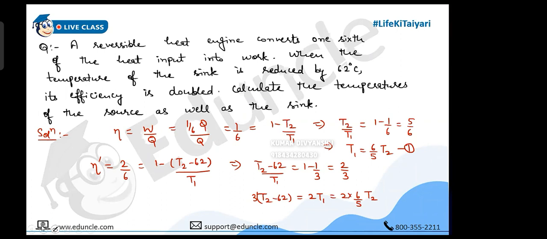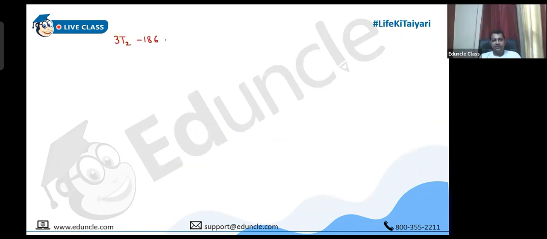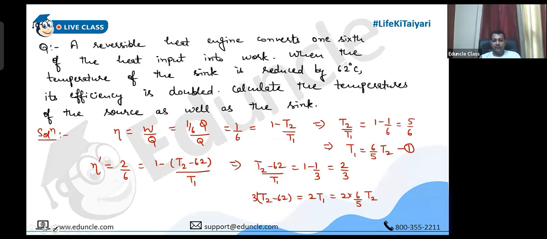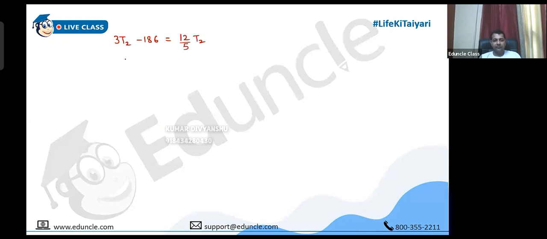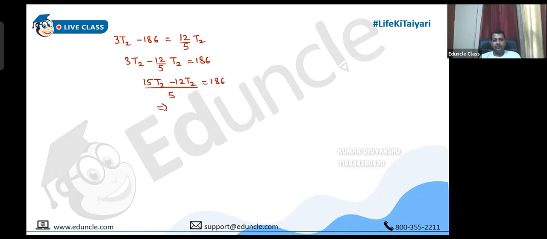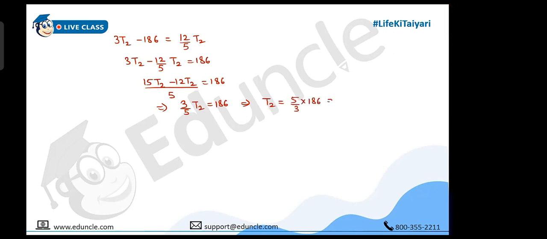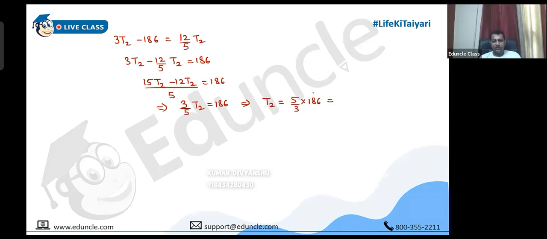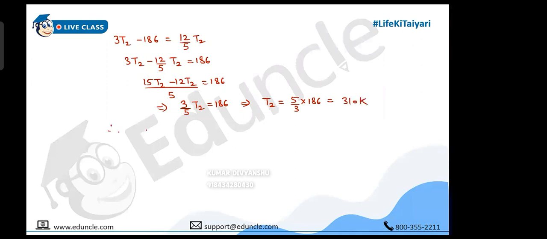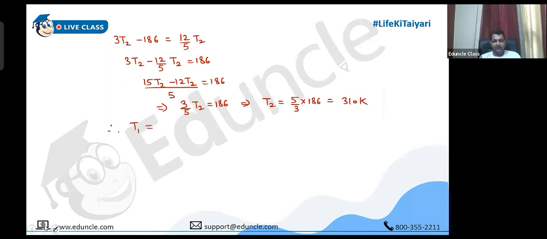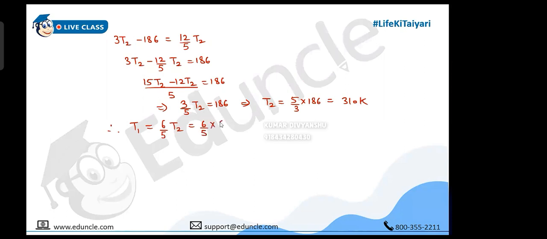So 3T2 minus 186 is equal to 12 by 5 T2. T2 is this one, 310. Correct. And then T1 was 6 by 5 T2, so T1 is 372. Okay, now it's correct.